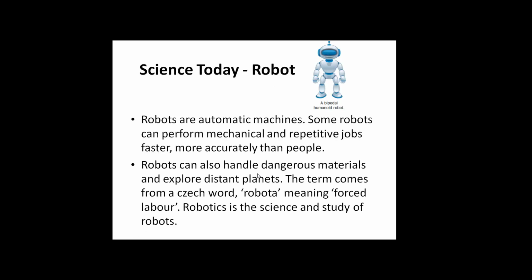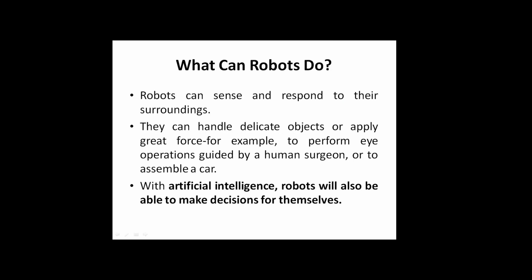Science today. Robot. This is a bipedal humanoid robot. Robots are automatic machines. Some robots can perform mechanical and repetitive jobs faster and more accurately than people. Robots can also handle dangerous materials and explore distant planets. The term comes from a Czech word, robota, meaning forced labor. Robotics is the science and the study of robots.